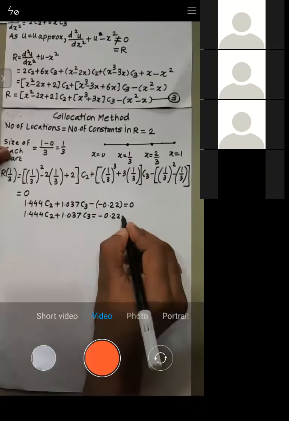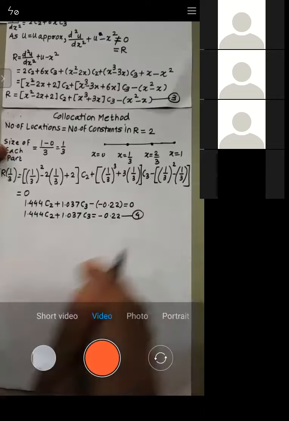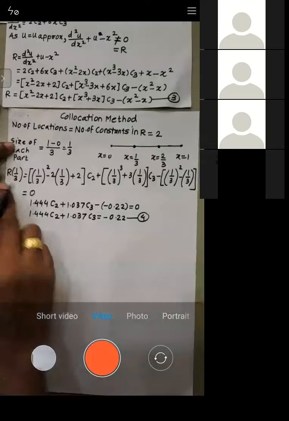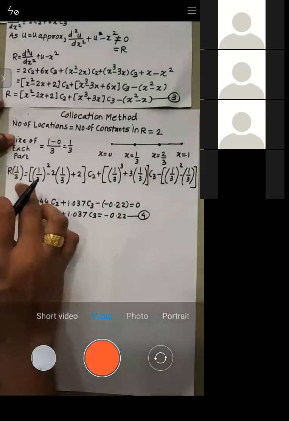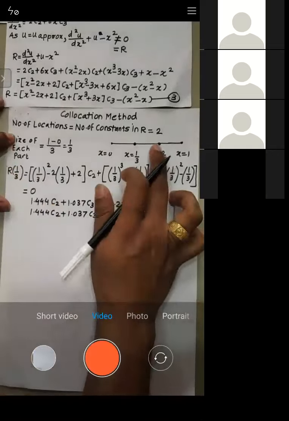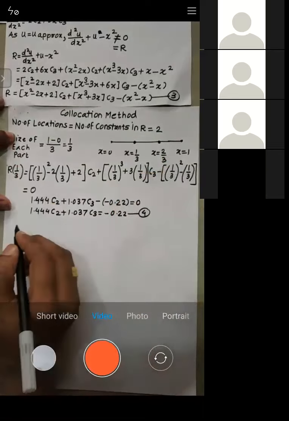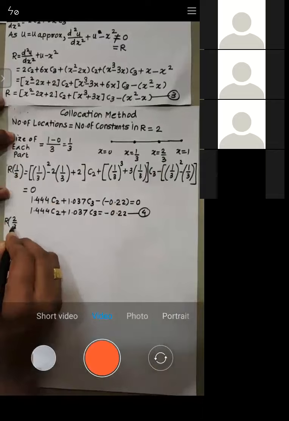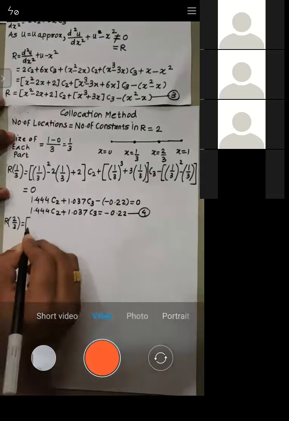So let me call this as one more equation. Let this be equation number 4. See, you got this equation by putting X as 1 by 3. Similarly, you need to put X as 2 by 3. So you'll get one more equation, right? So now put X as 2 by 3.